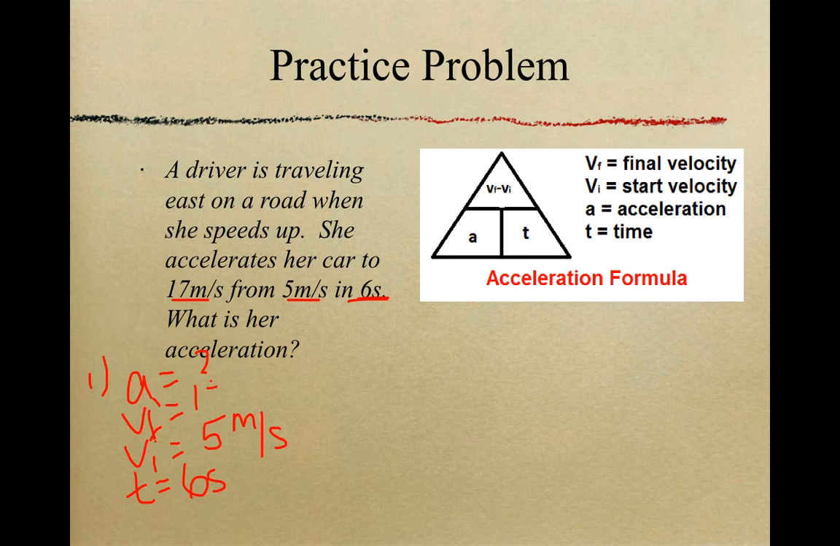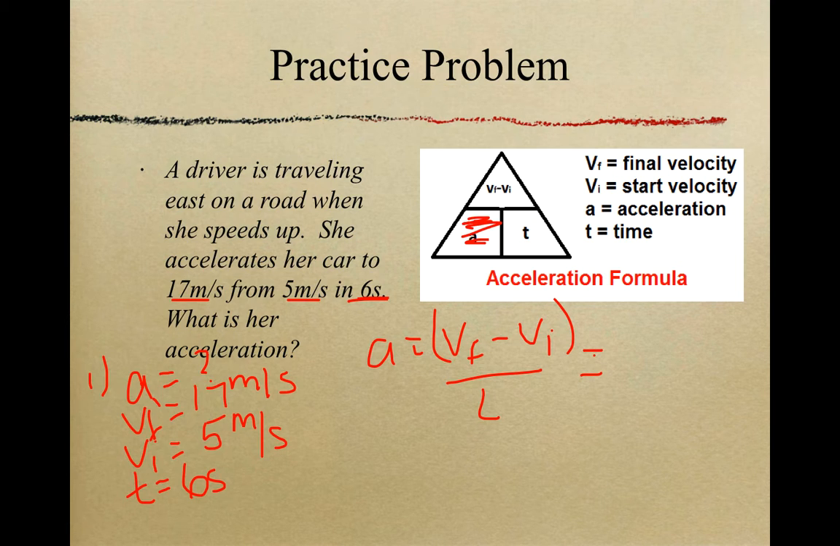So that means my 17 is my final. Now going over to the triangle, I need A. So I'm going to go A equals VF minus VI over T. Remember, my VF and VI are in parentheses, so when you type it into your calculator, make sure you do that component first. Remember your algebraic order of operations.